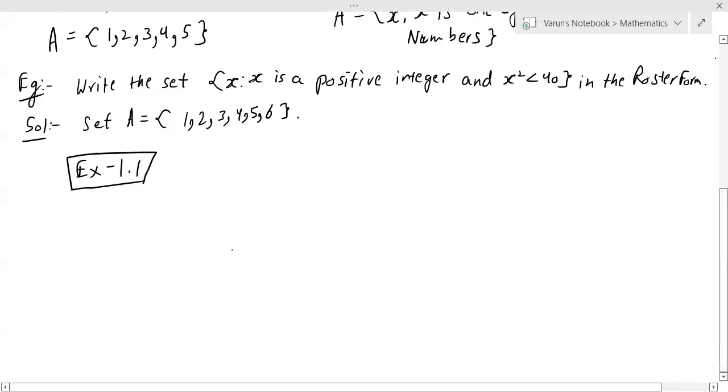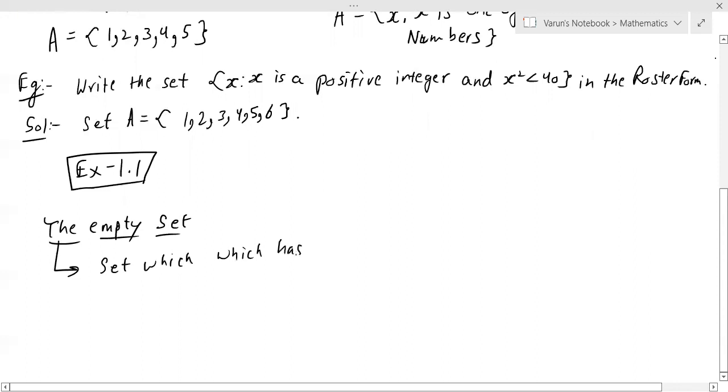Now let's look at some special kind of sets. One is the empty set. As the name suggests, the empty set is a set which has no elements in it. So the number of elements in the empty set is 0. So it can be called the empty set or null set or void set.